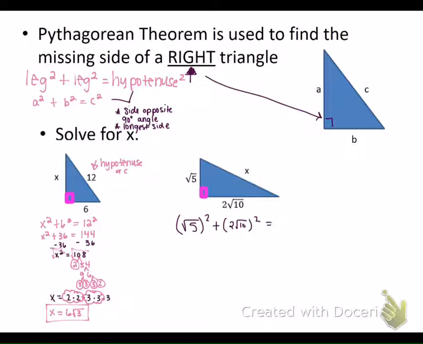And then what? Equals? C squared. Or x squared in this case, right? Because it's an x. That's fine. But I'm going to put what's up there so nobody else gets confused by this. Okay. Think about what squaring means. What does squaring mean? Like, we know 4 squared is 16, but why is 4 squared 16? What do you do? 4 times 4, right? The same number times the same number. Good job, you two. So this really means square root of 5 times the square root of 5 plus 2 root 10 times 2 root 10 equals x squared.